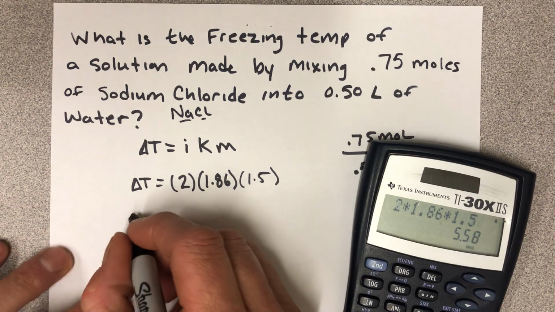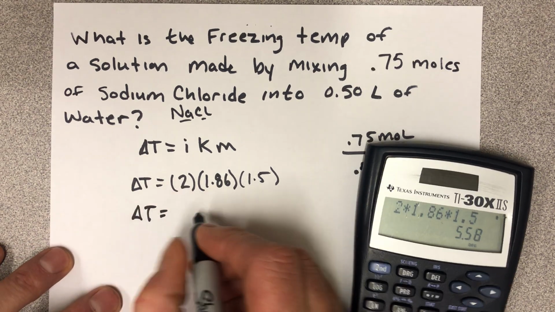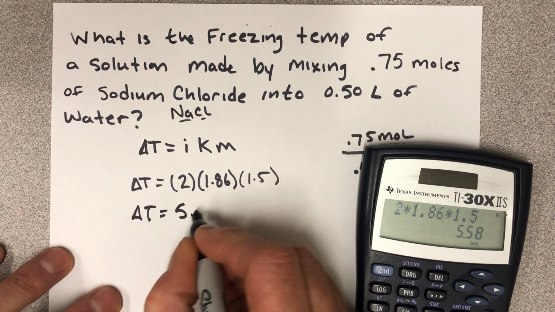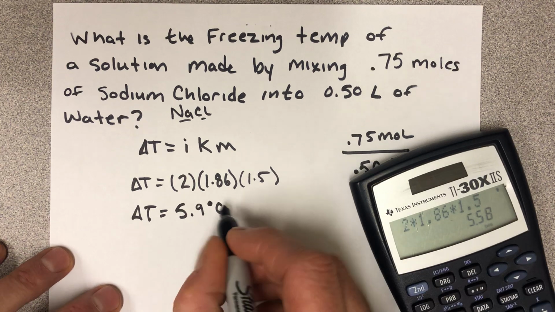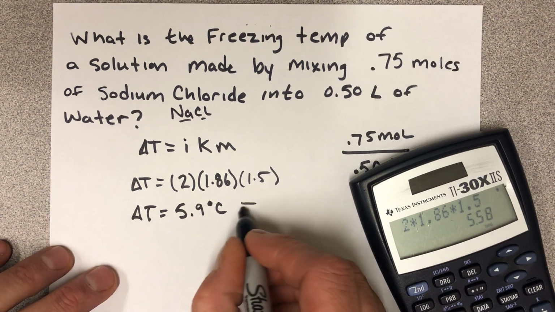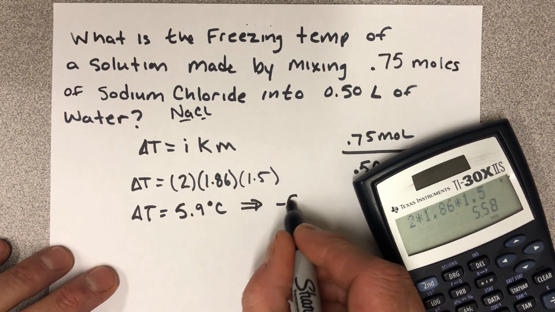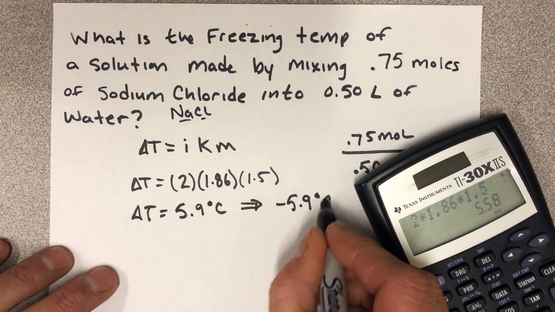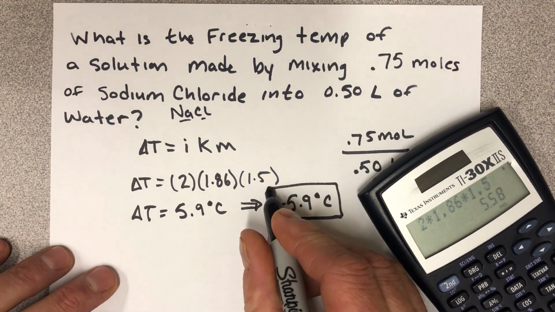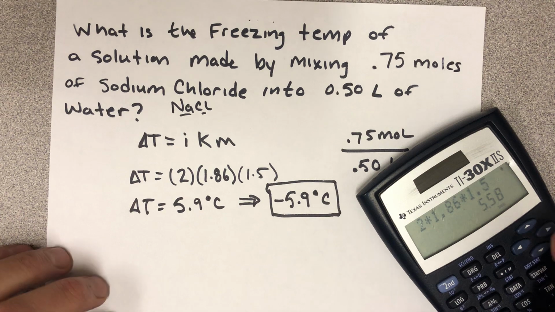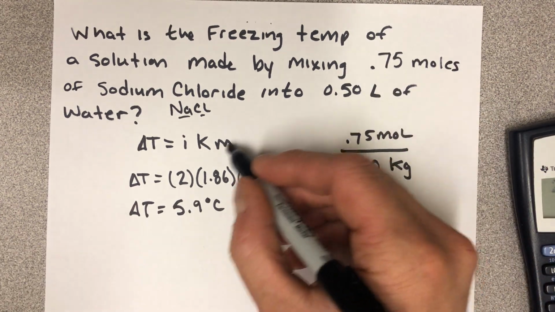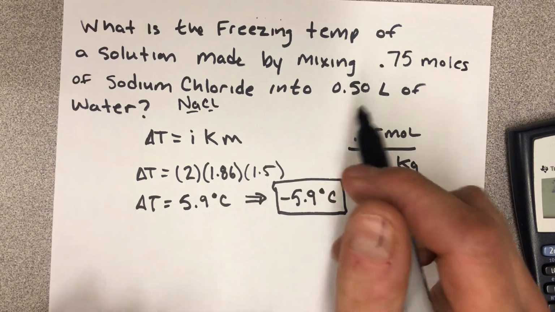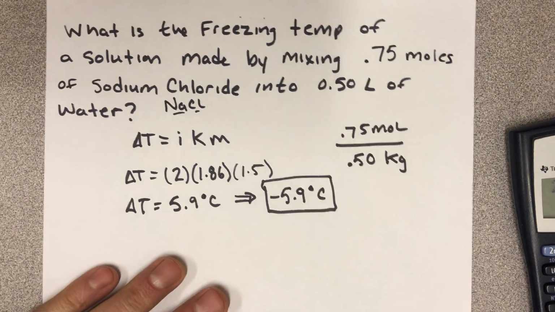So delta T equals 5.58 degrees. I'm going to call that 5.9 degrees Celsius. And we've got to take that down below 0, so that's actually negative 5.9 degrees Celsius. Okay. Usually the tricky stuff comes with the molality part of this, which in the next couple of examples will become very clear. Okay, next question.